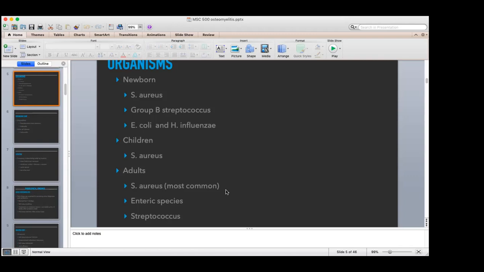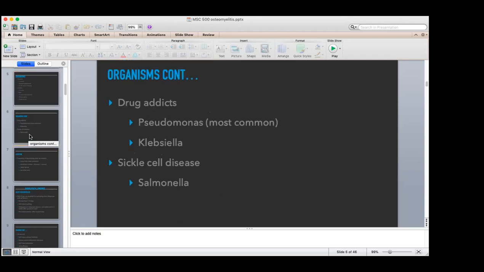So in the newborns, you'll have group B Streptococcus, E. coli, and H. influenza. In children, it's almost purely Staph aureus. In adults, you'll have the enteric species and Streptococcus being added. In the drug addicts, they tend to get over and above the Staph aureus, they tend to get Pseudomonas and Klebsiella. And in the sicklers, they tend to get Salmonella typhi.